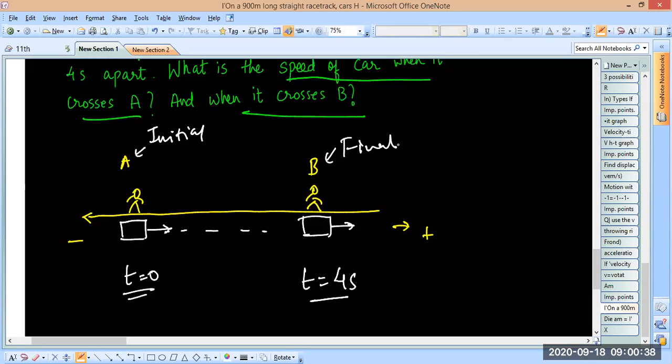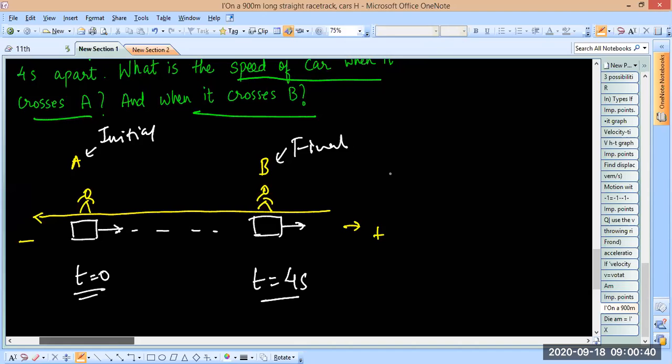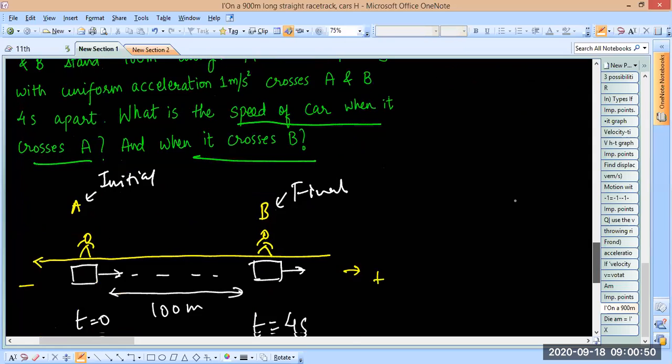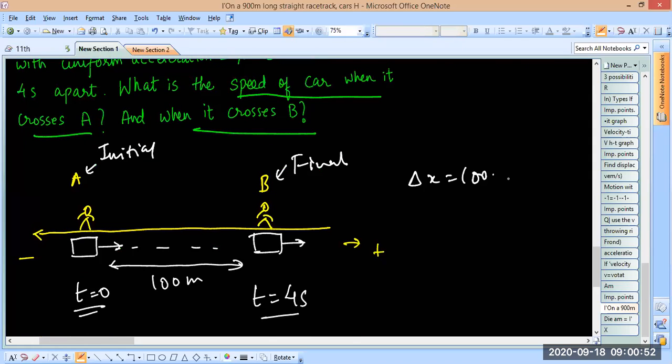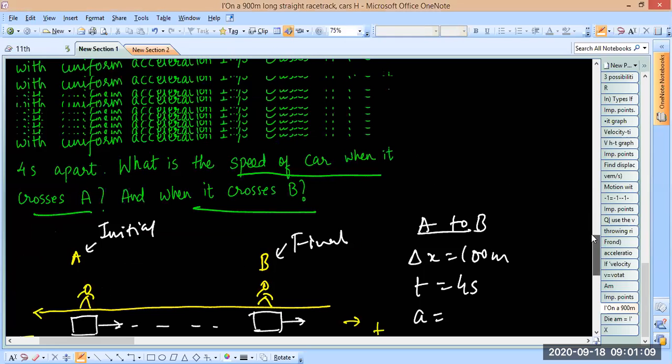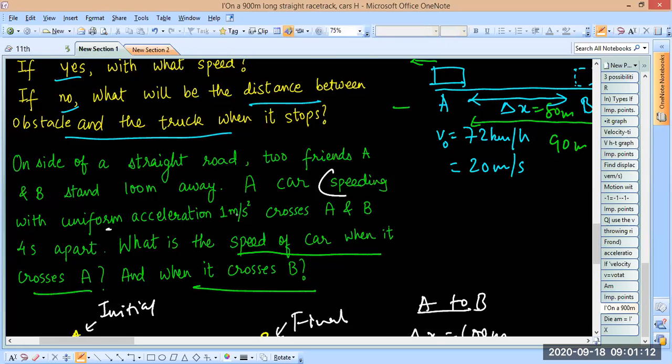Now, what do we know? We know that the displacement of this vehicle from A to B is going to be 100 meter. So delta x is 100 meter going from A to B, and the time interval is 4 seconds. We have to find the speed of the car when it crosses A. The acceleration is also given. It is given that it is speeding up.